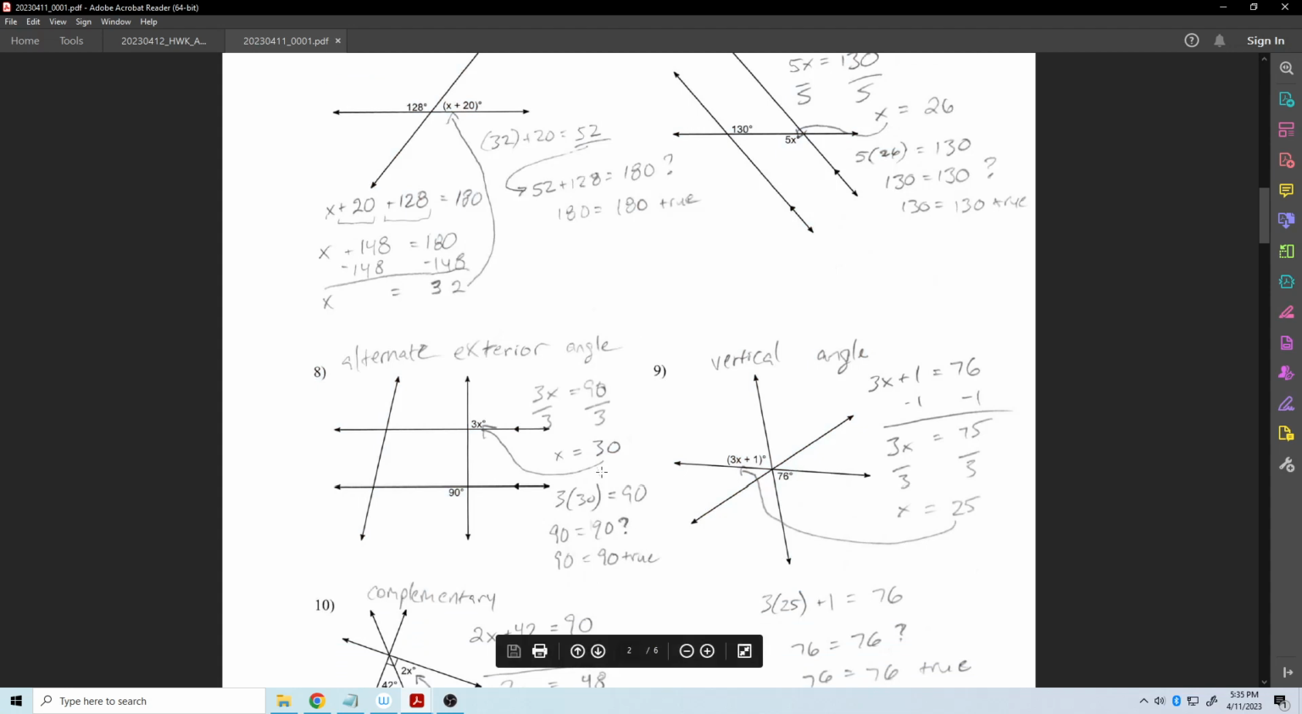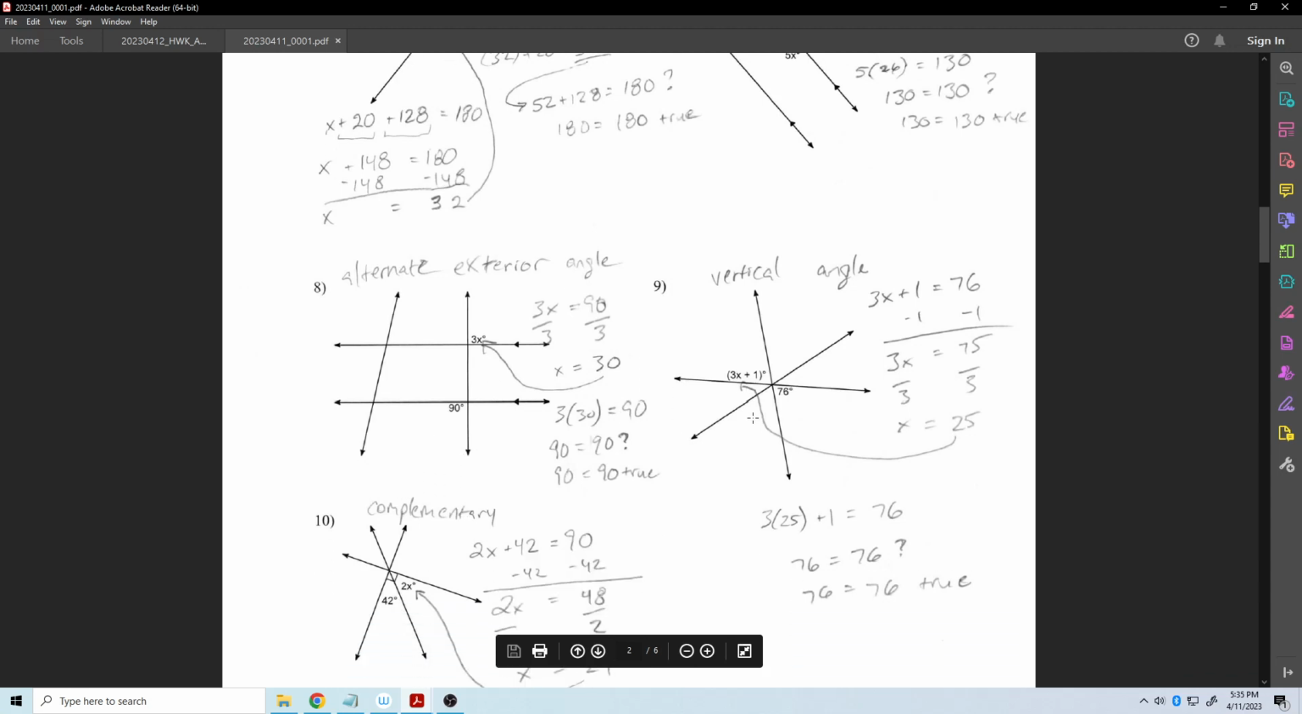Very similar idea, number 8. It's exactly the same as far as equation setup and equation solving steps. Vertical angle, number 9. Same idea. Recognize it's a vertical angle, which means that whatever is directly opposite of this 76 is equal to it. So 3x plus 1 equals 76. That's how I've set up the equation. Do a little algebra, right? Minus 1, divide by 3, x equals 25.